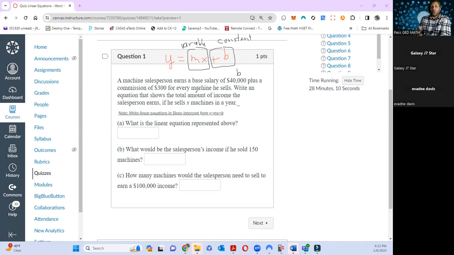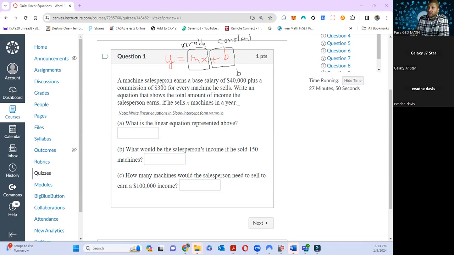So if I sell 1 machine, it's 300 times 1. If I sell 2 machines, it's 300 times 2. So that number is going to change depending upon how many sewing machines or whatever they're selling. Some type of machines, right? That is variable. That's going to change.